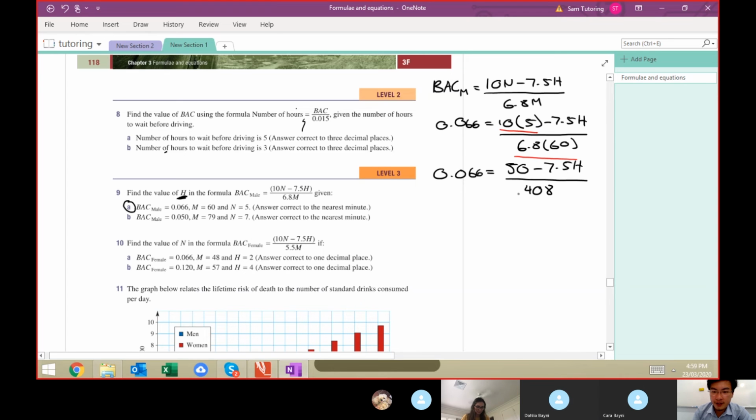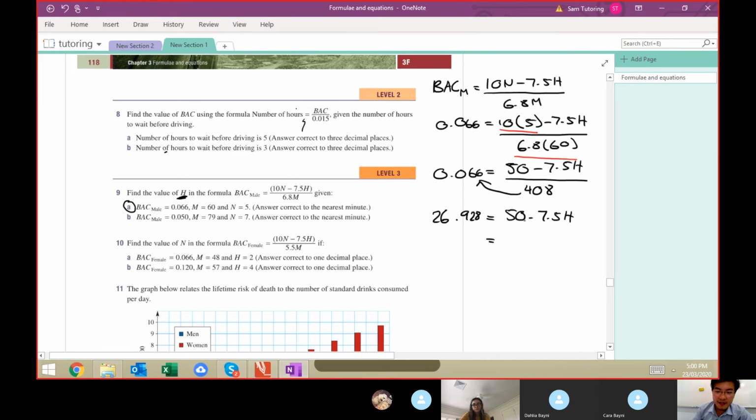So 408 will multiply up, but leave this expression alone, because the reason we can't do that swap rule like last time is that 50 is not multiplying 7.5, it's minusing 7.5. We can't do it like that. 50 minus 7.5H. What's 408 times that? 0.066, which is 26.928.